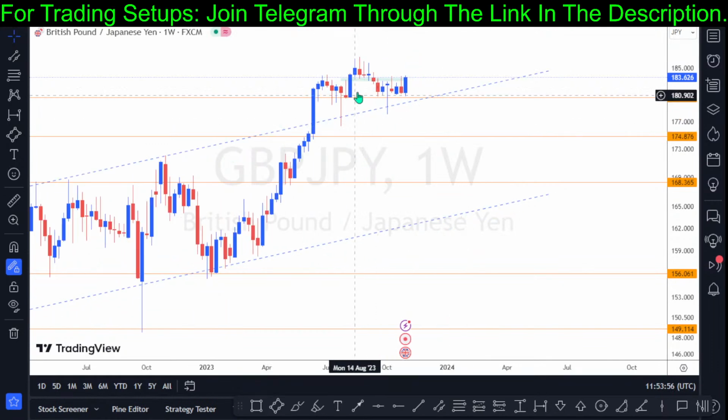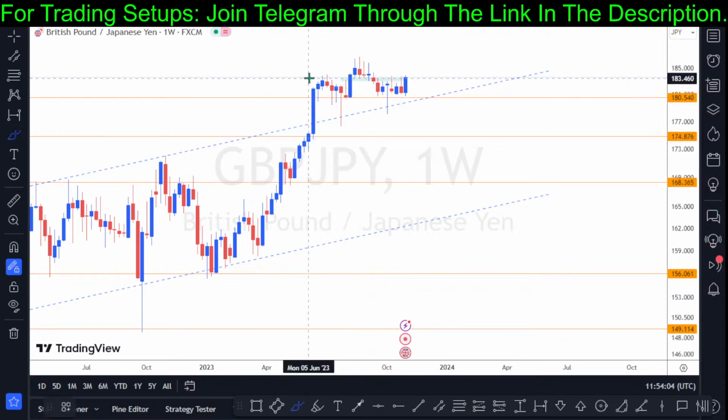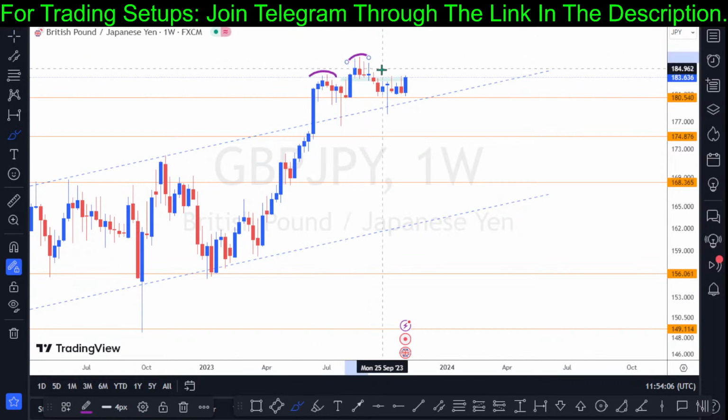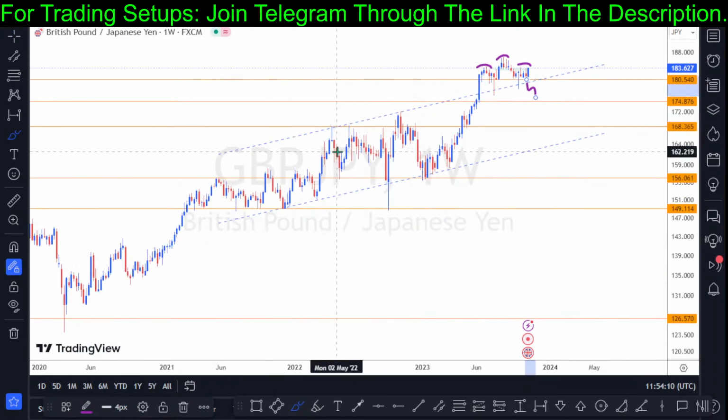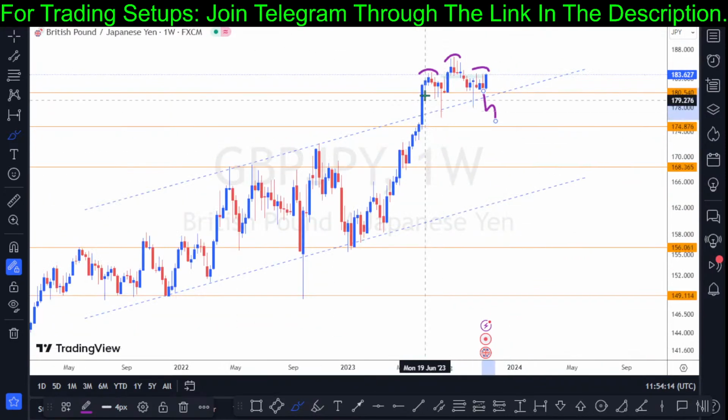And if the ranging medium is broken down, it's going to be accompanied by an upright head and shoulder, which we can see on the weekly chart: the right shoulder, the head, and the left. So I want to take the breakout down. As well, we have a breakout of a rising channel on the weekly chart. We can see the strong bearish breakout.